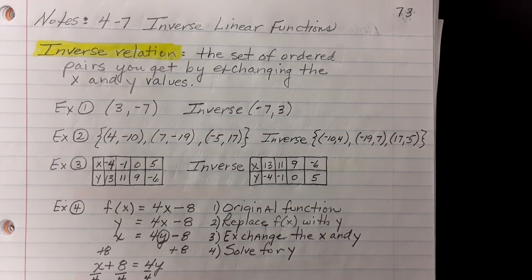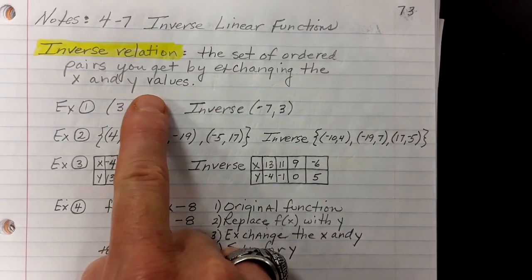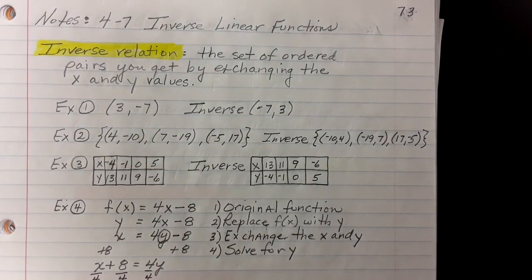Okay, this is a video of notes for 7 inverse linear functions. So an inverse relation is the set of ordered pairs you can get by exchanging the x and y values. So basically switching the x and y values around.